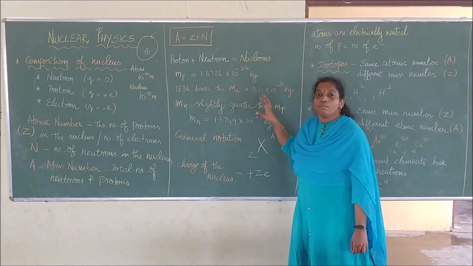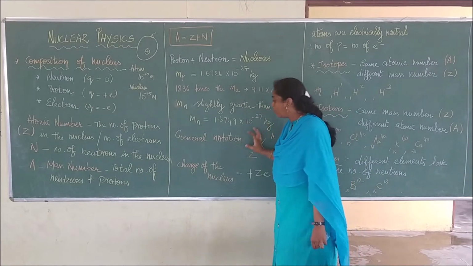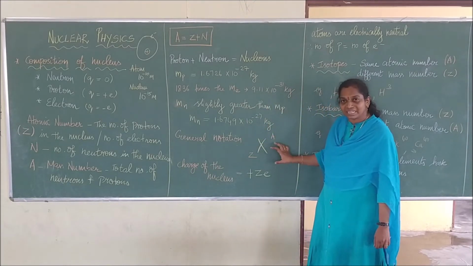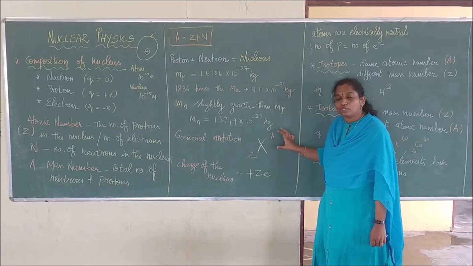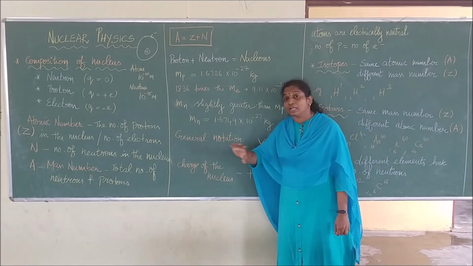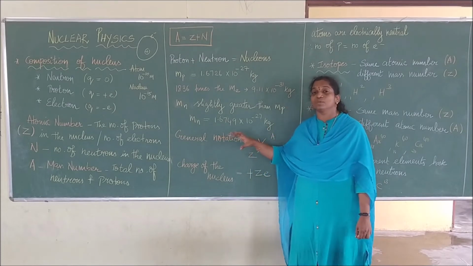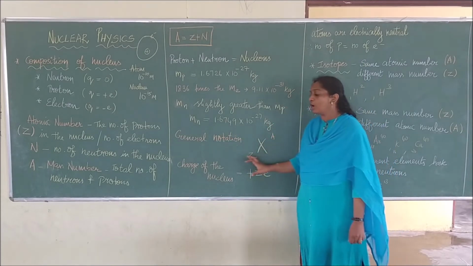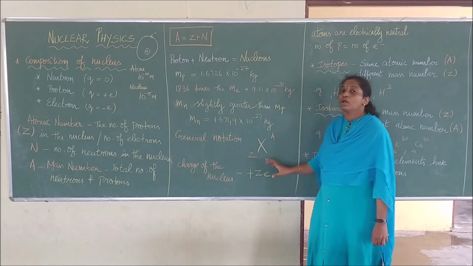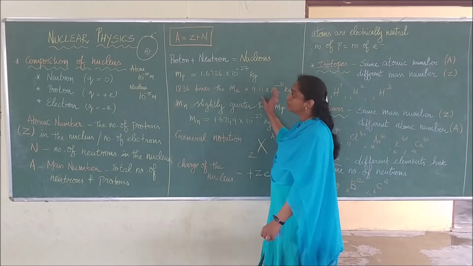We have also learned the general notation for representing an element with the help of atomic number and mass number. With the help of this notation, the periodic table has been arranged. The next topic was the charge of a nucleus, which is plus Ze. Is it clear to you?